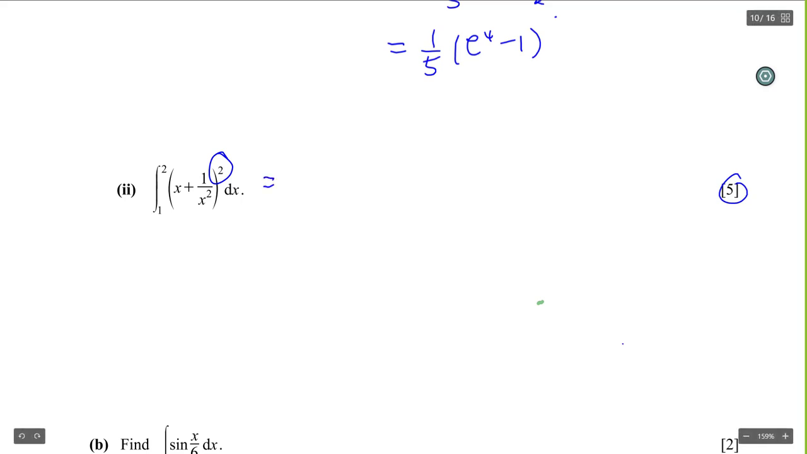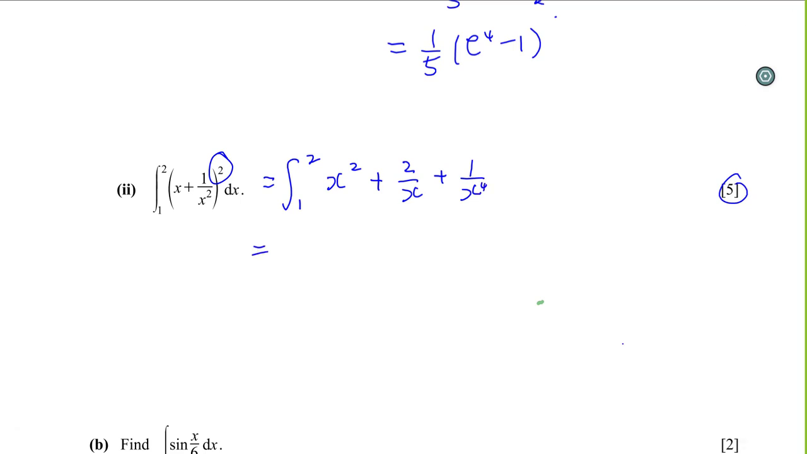So in order to do this question, I think you need to expand it first. When you expand this, you will get x squared plus 2 multiplied by the first term and second term, which is 2 over x, plus 1 over x to the power of 4. Alright, then you have something like this, right?